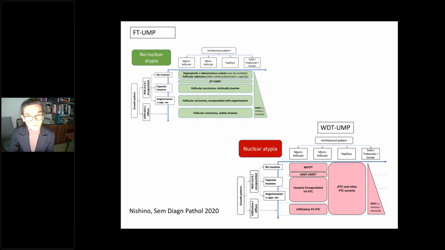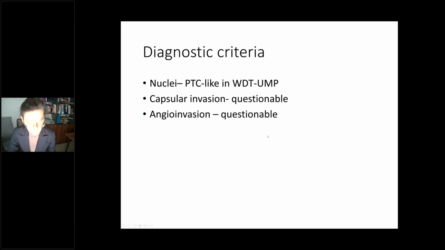We go further to other entities: undifferentiated malignant potential tumor, follicular tumor, and well-differentiated tumor. As you see in this diagram, follicular tumor of uncertain malignant potential needs to be differentiated from follicular adenoma or hyperplastic nodules, and also from follicular carcinoma, minimally invasive, follicular carcinoma, widely invasive, and poorly differentiated thyroid carcinoma. So angioinvasion and capsular invasion are crucial. Also crucial in a well-differentiated tumor are the nuclei.